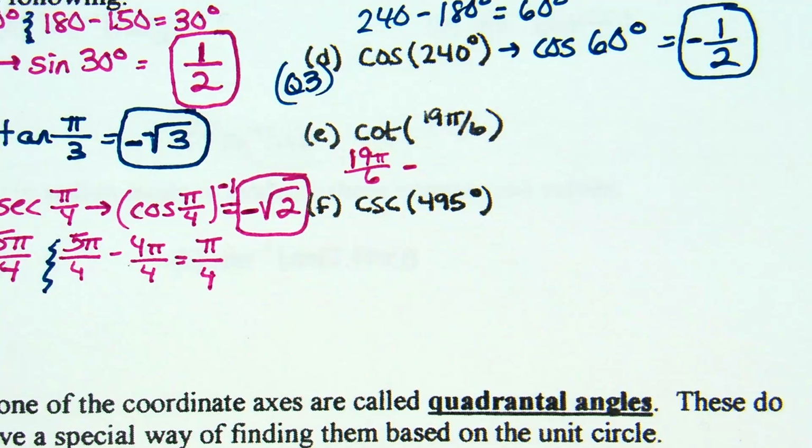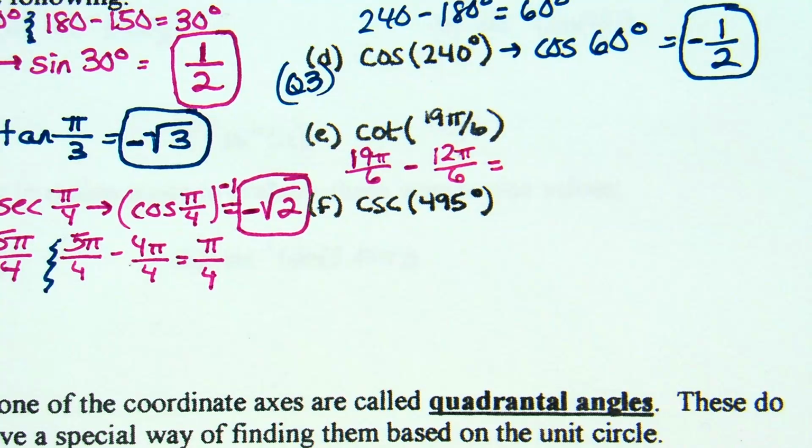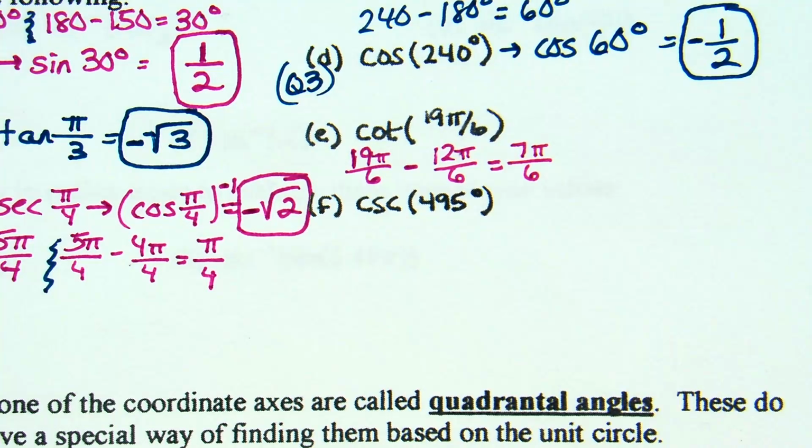Okay, we're going to subtract 2 pi. In order to subtract 2 pi, think of 2 as a fraction. It's 2 over 1, right? But we need that denominator to be 6. So you multiply the 2 by 6, and it is 12 pi over 6. What is 19 pi over 6 minus 12 pi over 6? 7 pi over 6. Is that more workable? It's not huge anymore, right?